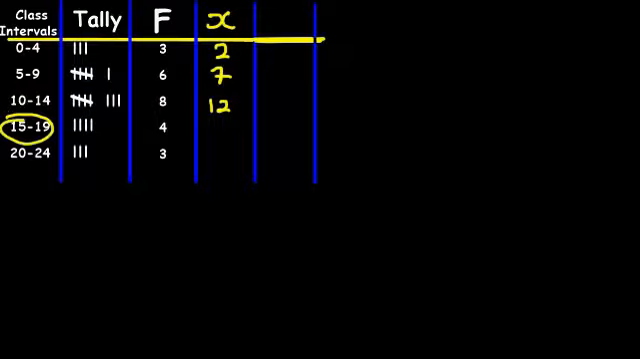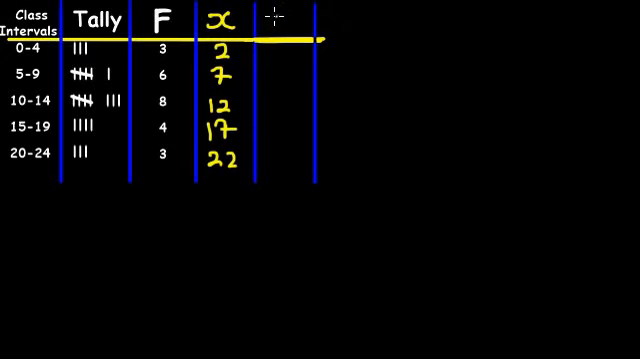15 plus 19 gives us 34. Divided by 2 gives us 17. And 20 plus 24 gives us 44. And when we divide it by 2, we have 22. And therefore, we have the column being fixed.